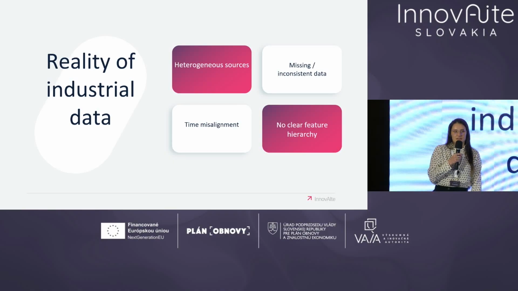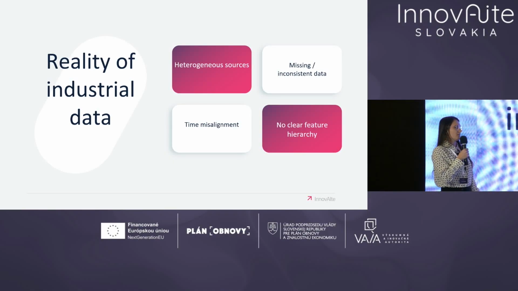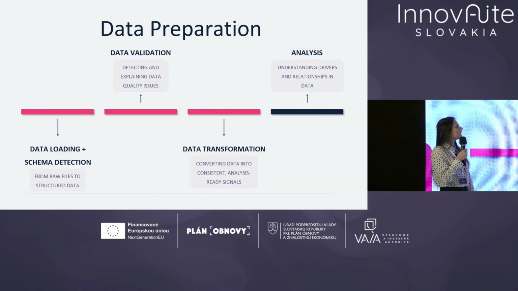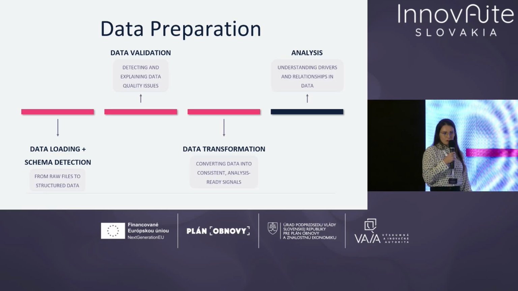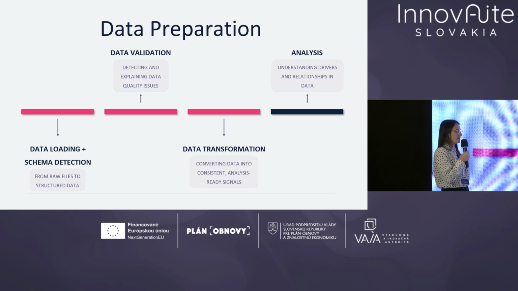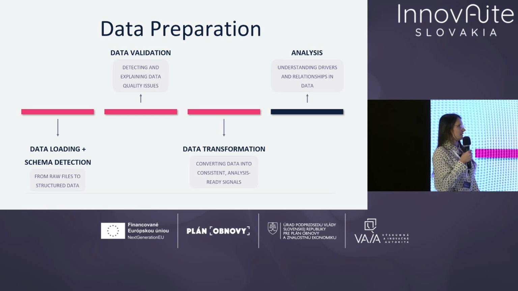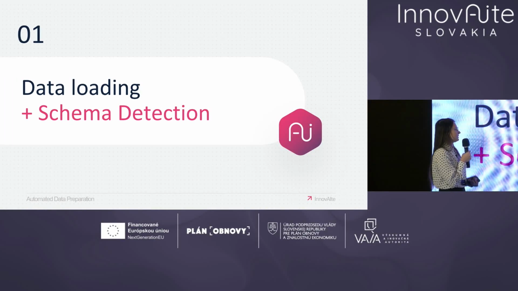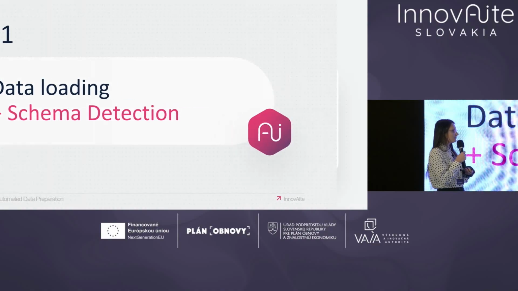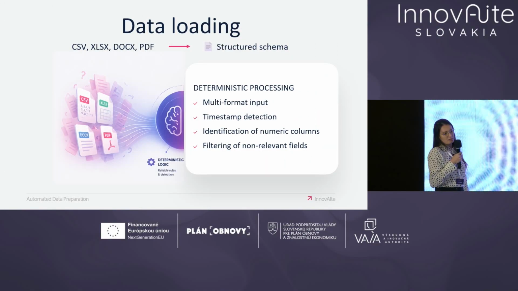So let's start with the reality of industrial data. Very often the data is heterogeneous, not full, not complete, or missing. And this is what we do. Those 4 steps we perform in an automated way, and we want to have a unified structure at the end which will explain what kind of data we have, what the problems are, and we will be able to address the problems. At the beginning, we have data loading.